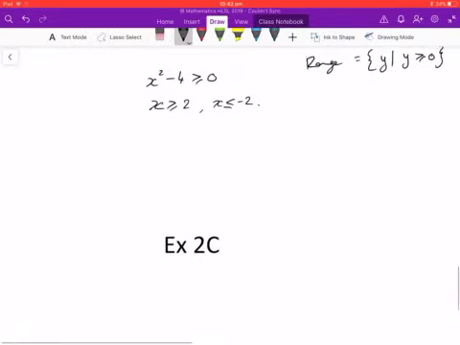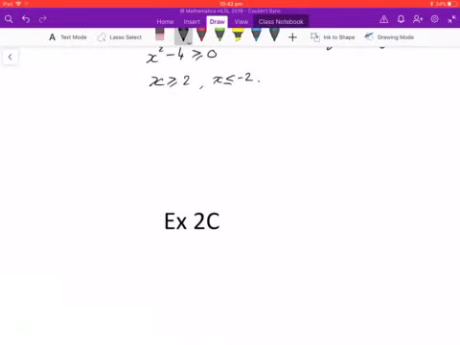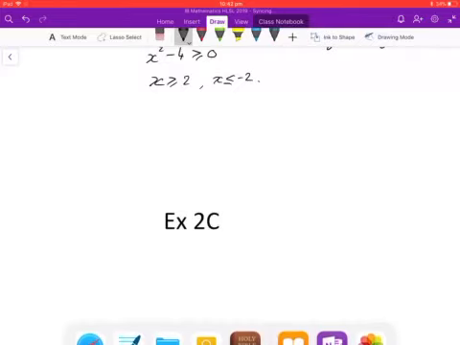So we're going to work on 2C. Hop over to the next little slide, next little note page, and there's something else about composite functions. Okay, thanks.